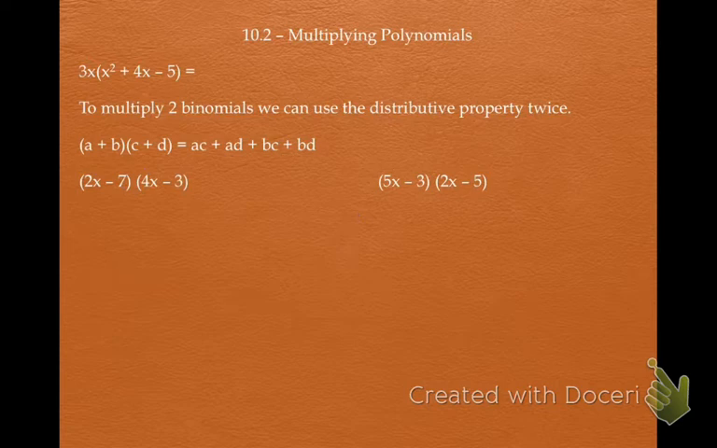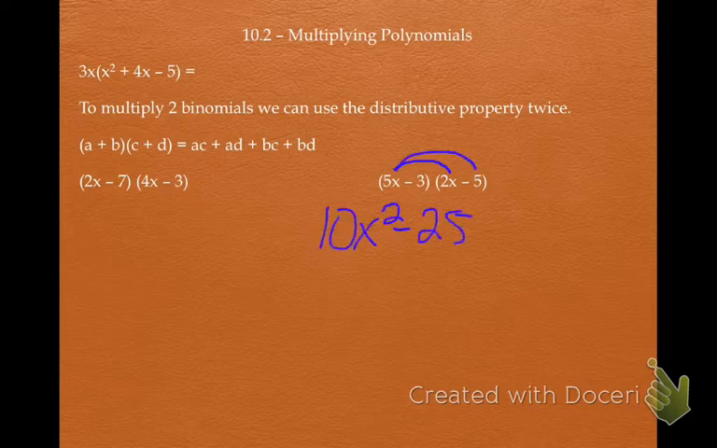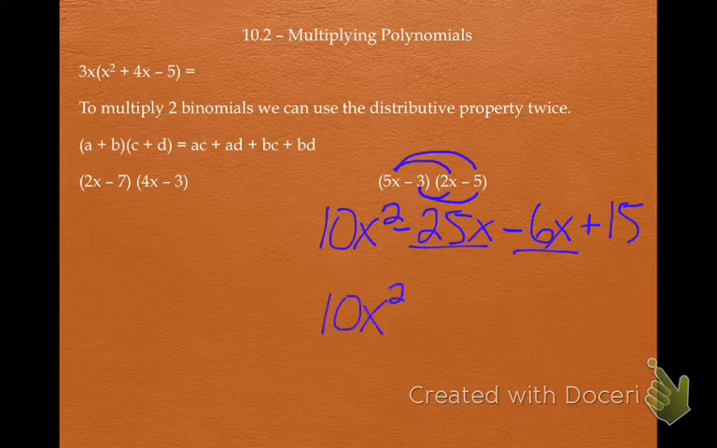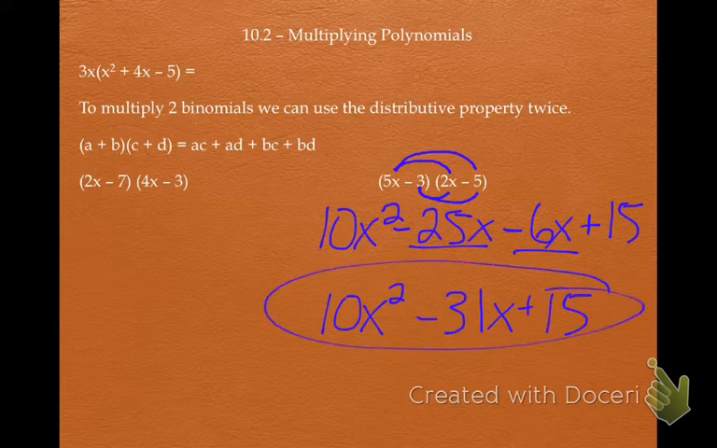Again, same thing with this second one. Kind of take it step by step. So 5x times 2x gives me 10x squared. 5x times negative 5 gives me negative 25x. Negative 3 times 2x gives me negative 6x. Negative 3 times negative 5 gives me positive 15. Combine my like terms, it will be 10x squared minus 31x plus 15. That's my final.